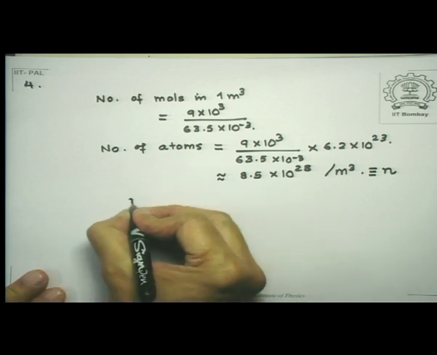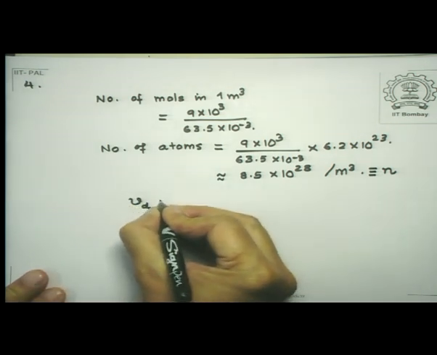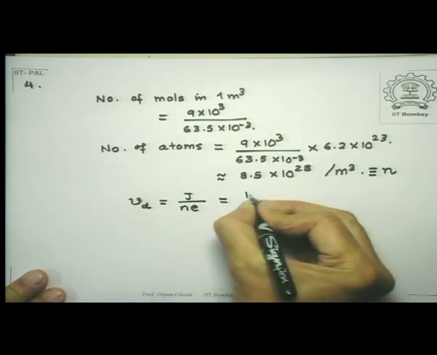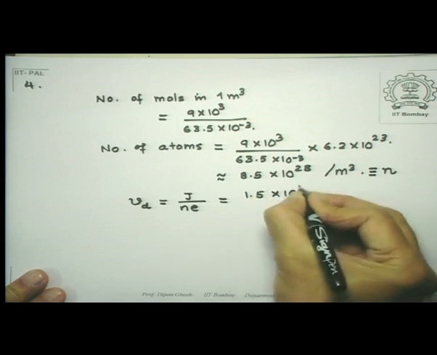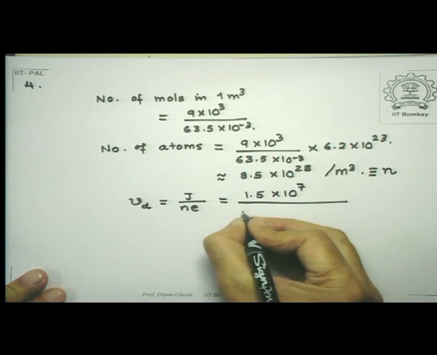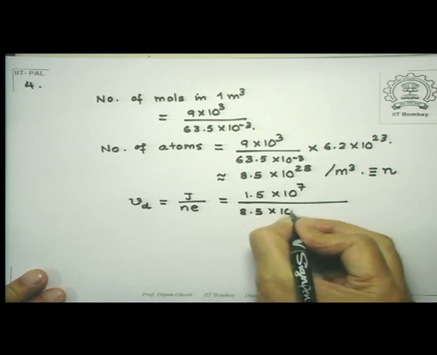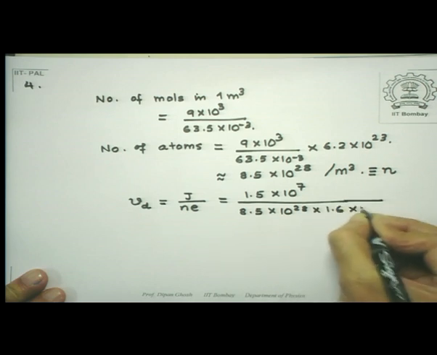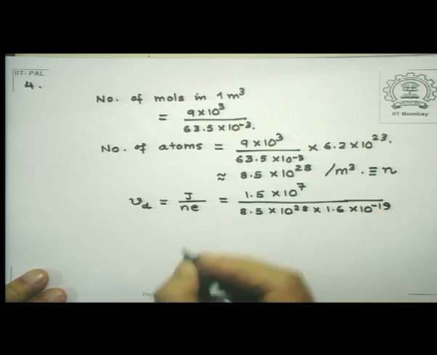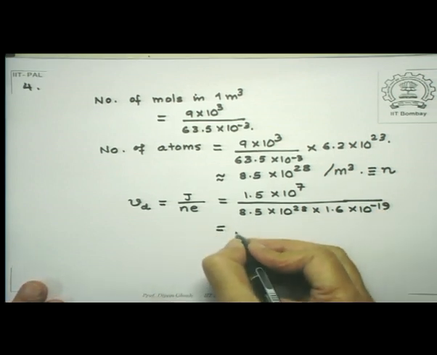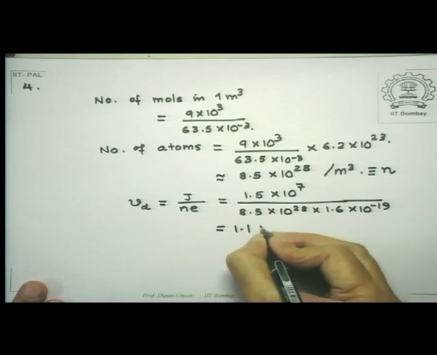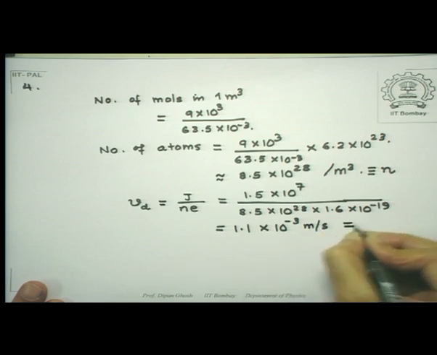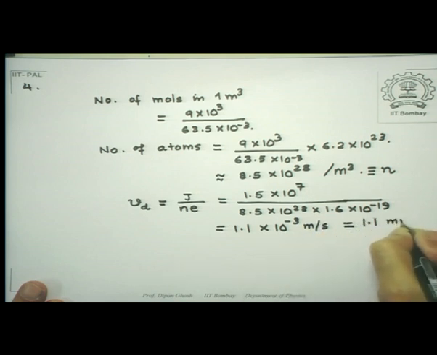So therefore my drift velocity magnitude is given by j divided by ne, and j was found to be equal to 1.5 into 10 to the power 7. N we have just now found out, 8.5 into 10 to the power 28, into the electron charge, which is known to be 1.6 into 10 to the power minus 19. All these are in SI units, and if you calculate all this, it works out to a rather small number, 1.1 into 10 to the power minus 3 meter per second. That is equal to 1.1 millimeter per second.